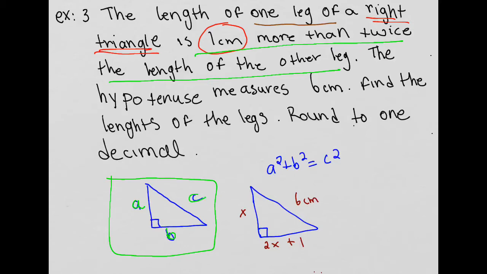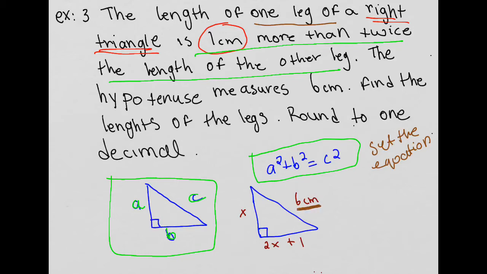The formula that we always use for right triangles is the Pythagorean theorem. This is what's going to help me set up the equation. Then I need to take the information from the problem. It says that the hypotenuse is 6 centimeters. I have that right here.